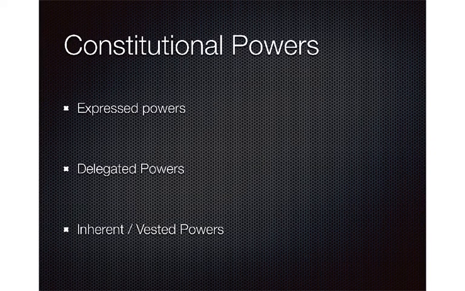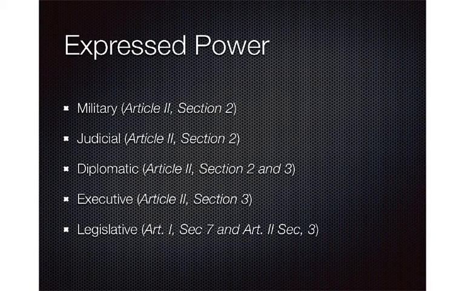Now, what are the constitutional powers that presidents have? Well, there are three major types of constitutional powers that presidents have or claim. And these are expressed powers, delegated powers, and inherent or vested powers. And we'll take a look at each of these in turn. Express powers are the powers that are actually found in Article 2. You can go look and touch and breathe them. They're kind of like the powers found in Article 1, Section 8 for Congress.